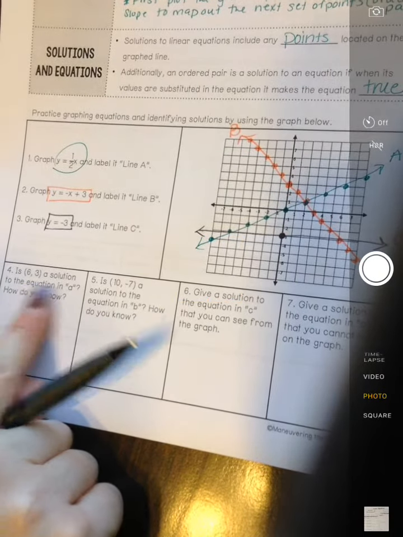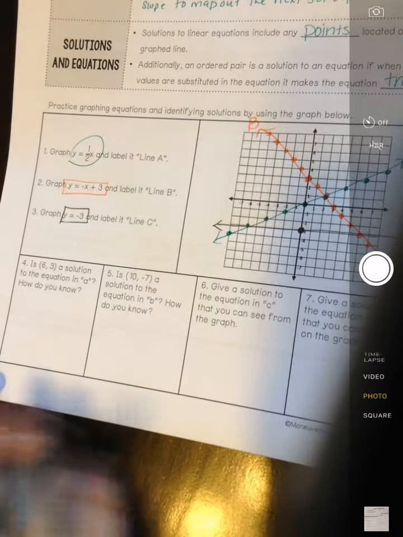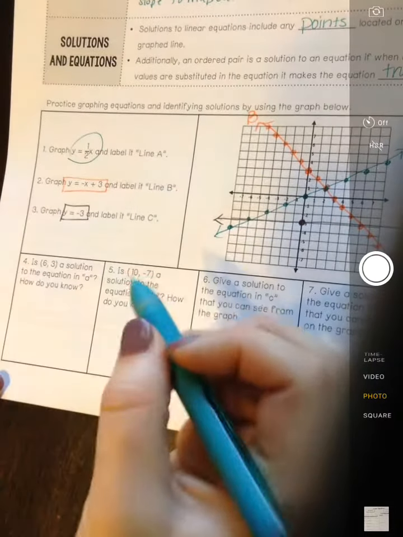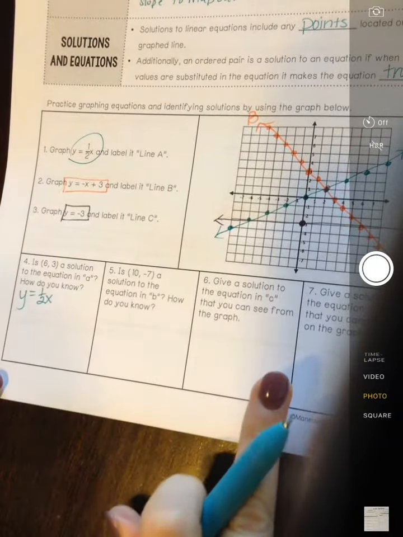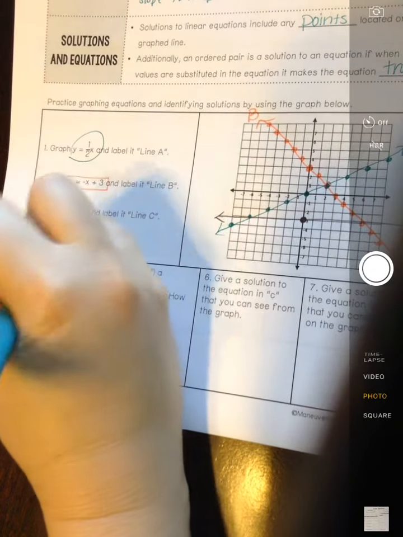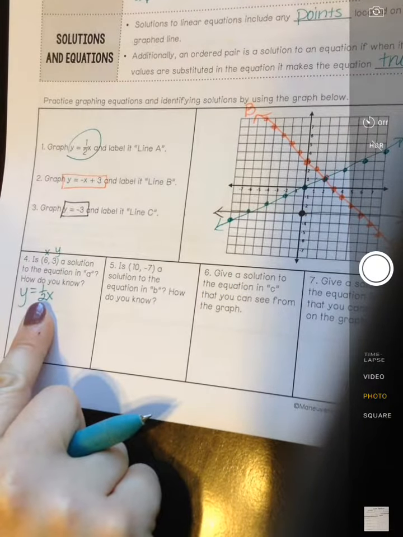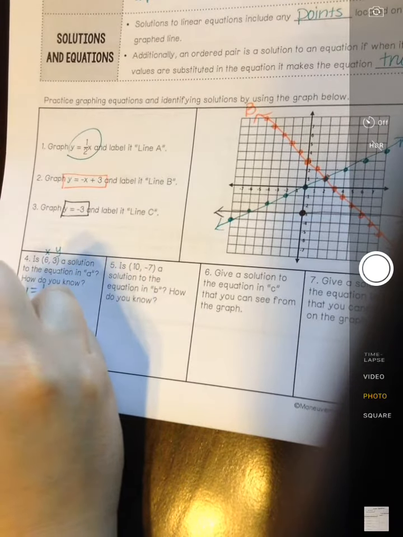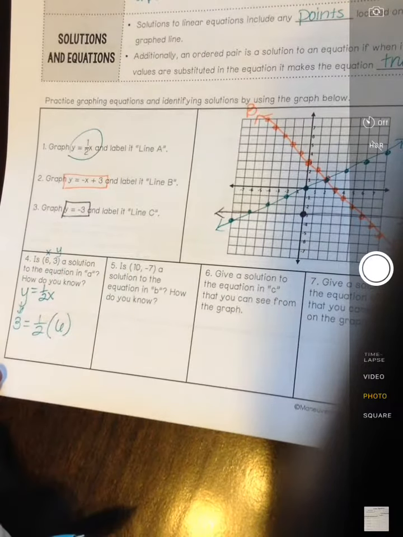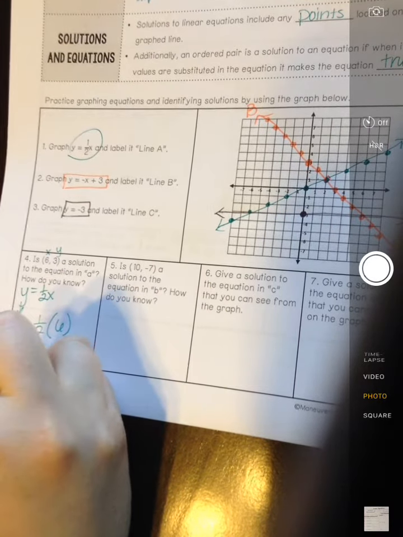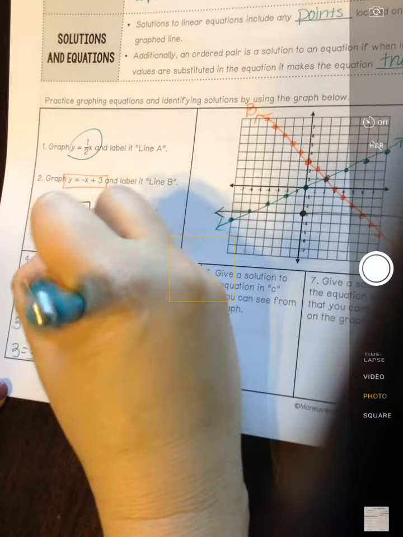So is 6, 3 a solution to the equation in A? How do we know? So all we have to do is just take the equation. So I could do y equals 1/2 x. 6 would be your x, 3 would be your y. So just plug in these two values into this equation. So y is 3, 1/2 times x, which was 6. Half of 6 is 3. So since this is a true statement, your answer would be yes.